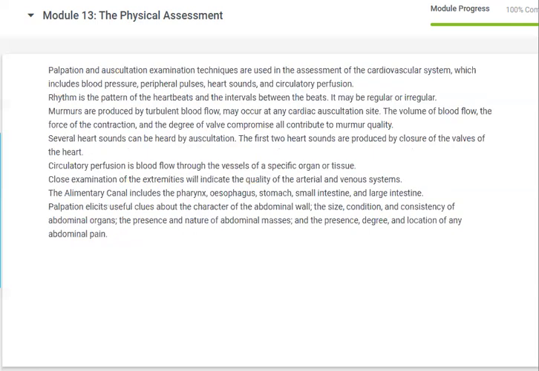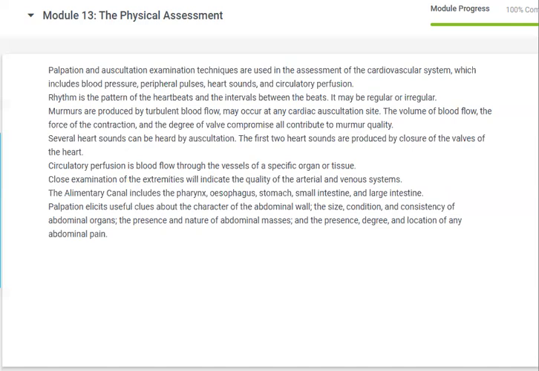Palpation and auscultation examination techniques are used in the assessment of the cardiovascular system, which includes blood pressure, peripheral pulses, heart sounds, and circulatory perfusion. Rhythm is the pattern of the heartbeats and the intervals between the beats. It may be regular or irregular.